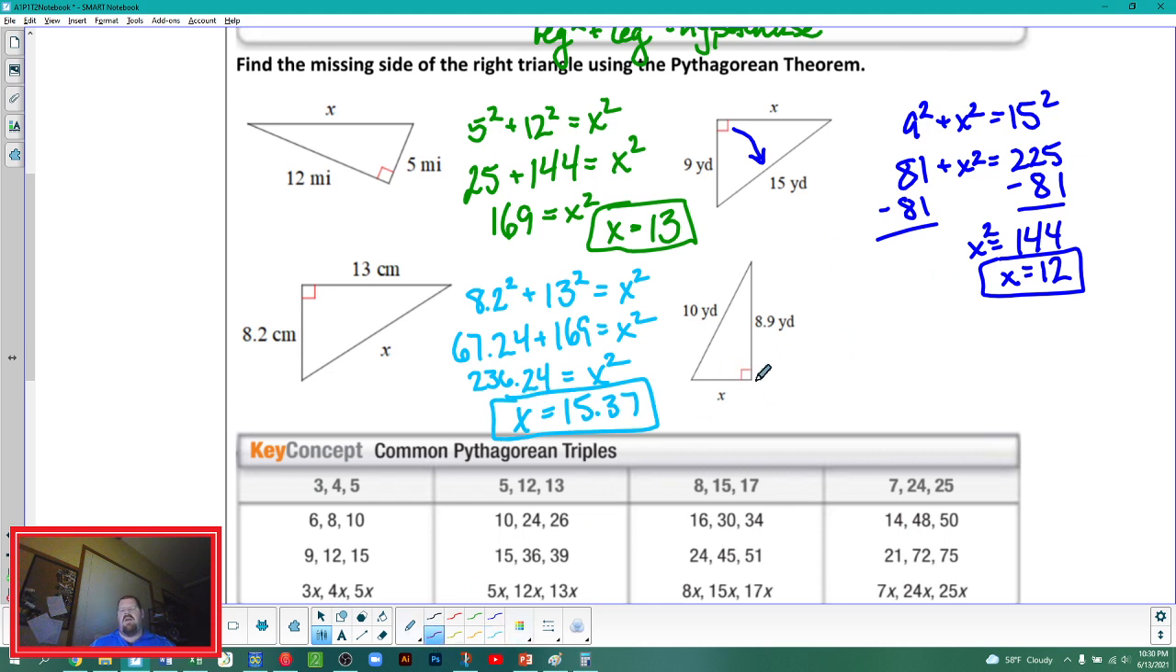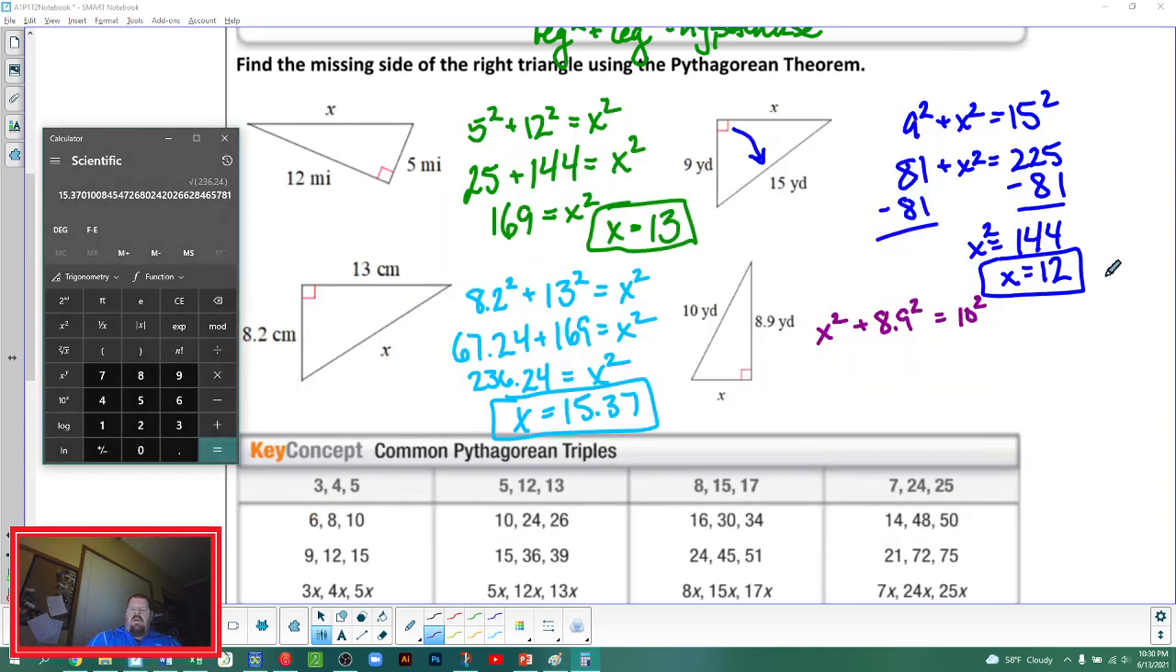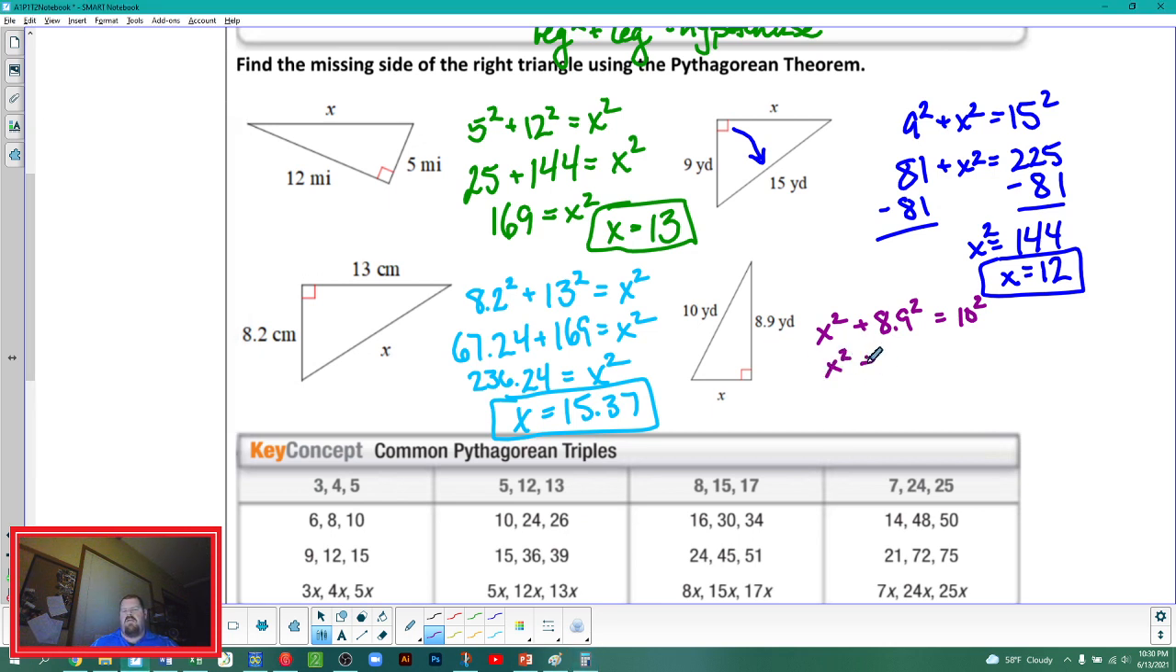In the last one I have, I'm looking for a leg again because it's one of the perpendicular sides. So let's say x squared plus 8.9 squared is equal to 10 squared. I'll need 8.9 squared, which is 79.21.